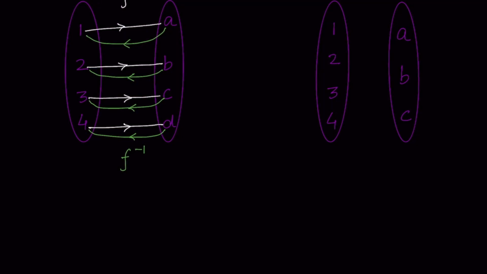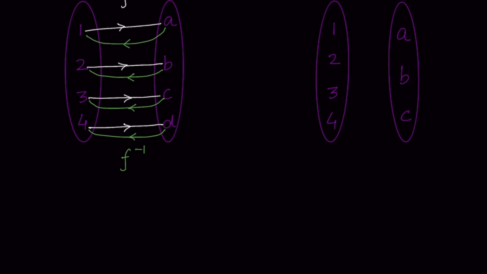So if you compose f and f inverse, if you start from a point, you take f first and then f inverse, you reach back to the same point. Or if you start with f inverse first and then f, you reach back to the same point.